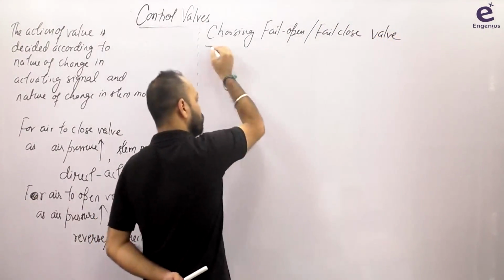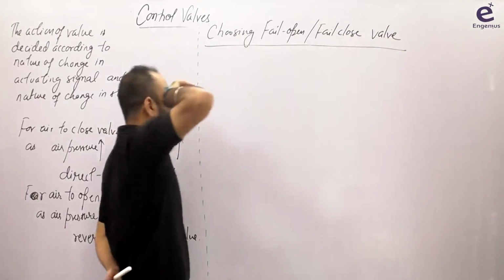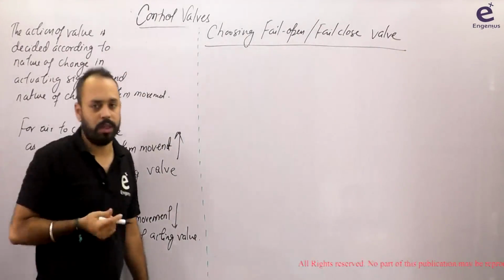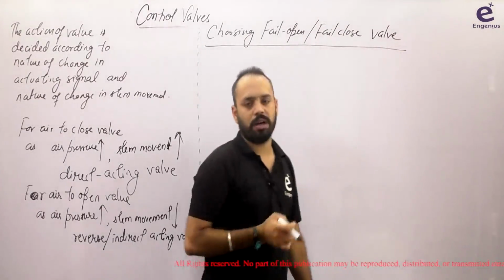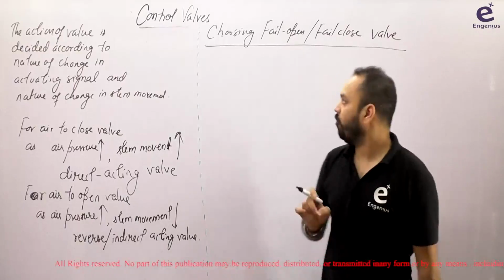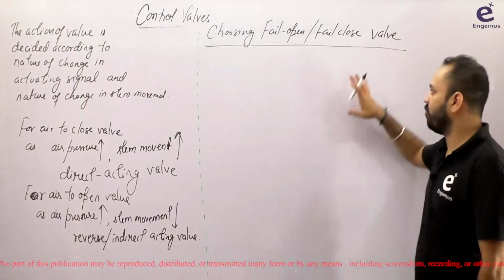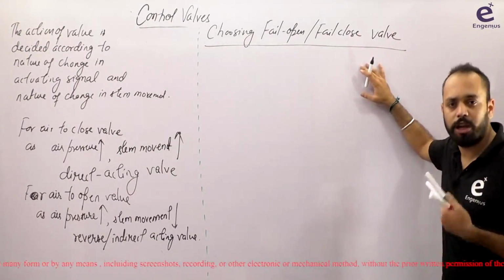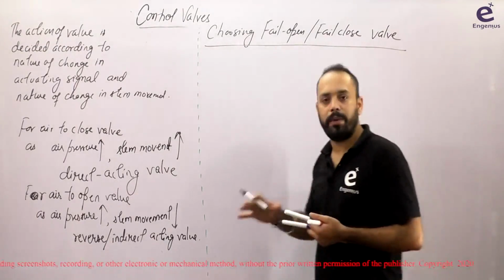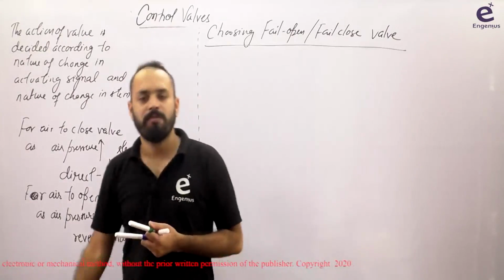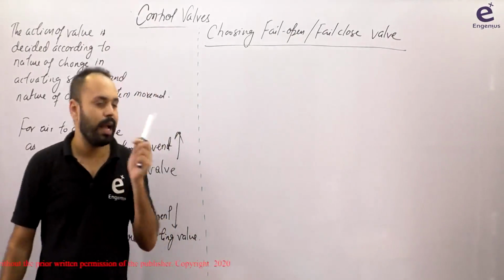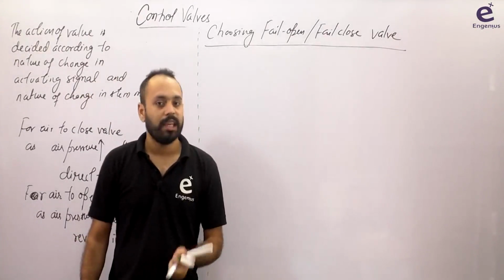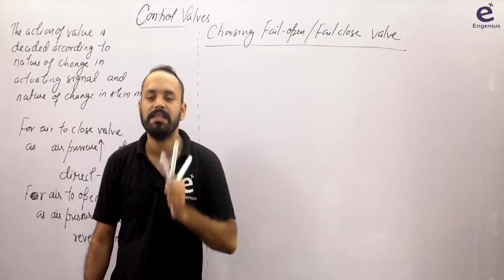Suppose there is a process and I ask you that for this process which valve I should choose, air to close or air to open. What do you think? कौन सा valve हमें choose करना चाहिए? The selection of the type of valve based on their failure position means we can say that selection of fail open or fail close valve is completely dependent on the process. What type of process you have. तो बिना process बताए I can't say that which one I should have. It totally depends upon the process. Keeping in mind the safety considerations.